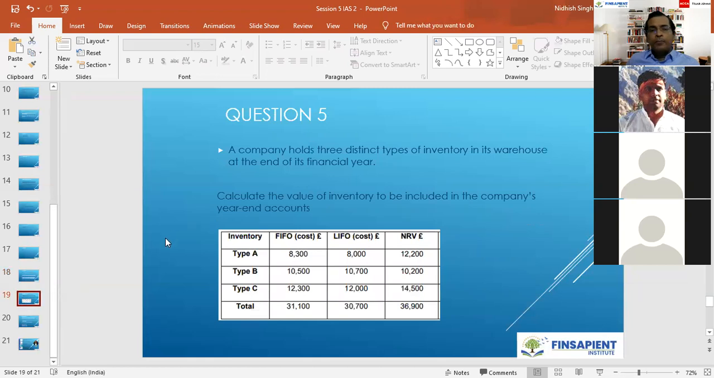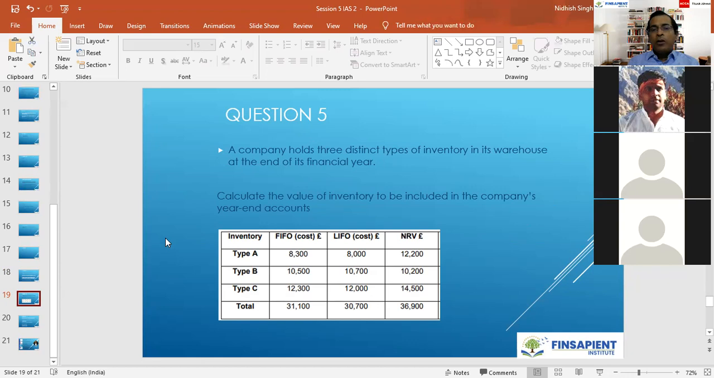Next question. What is the carrying cost of type A, B, and C? Each answer should take 3 seconds. Type A, type B, type C. How do you do that?